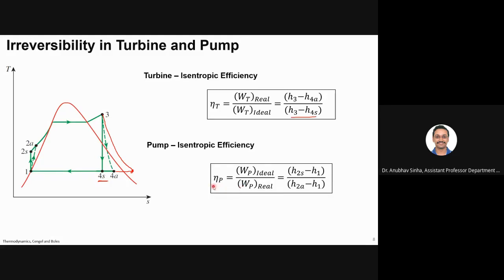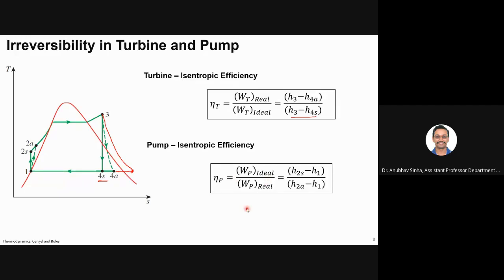Okay. So for the pump, we had defined efficiency in this way. We divide the ideal, which is H1 and H2S. So H2S is basically your ideal enthalpy change, right? And for the real cycle, we have H2A minus the enthalpy at 1.